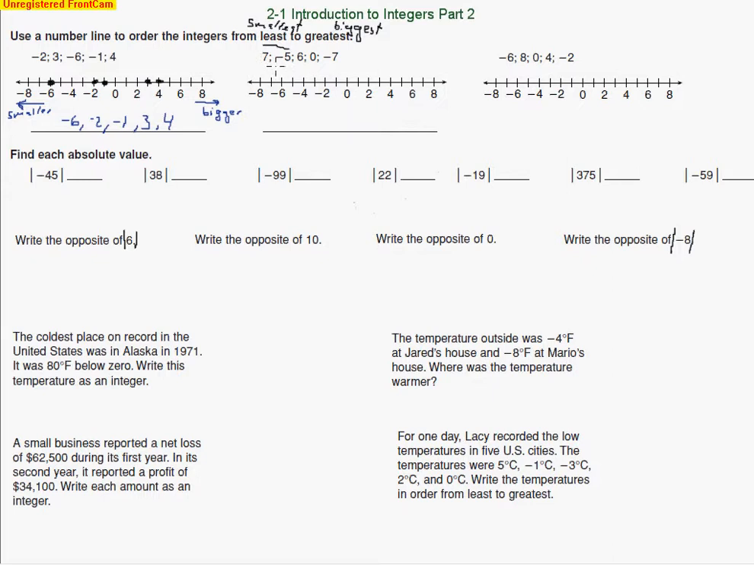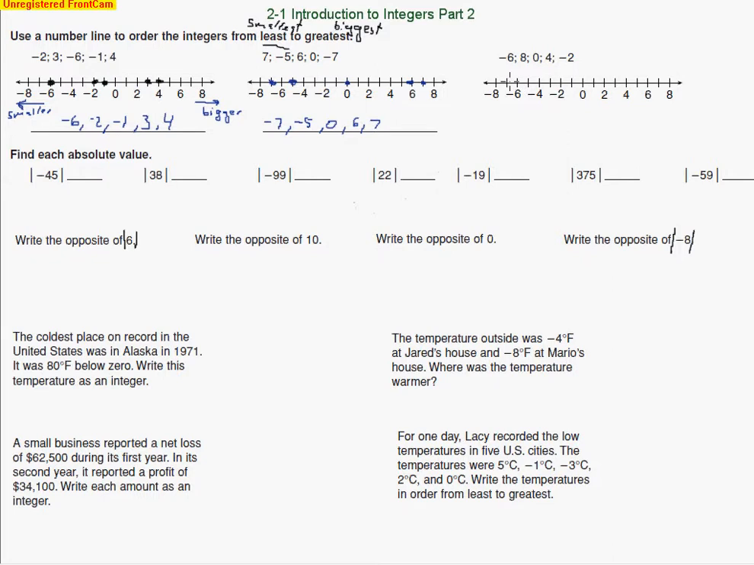So it's the same thing here. So 7. So we plot 7. And looks like we go all the way over here, between 6 and 8 is 7. Negative 5, that's between negative 6 and negative 4. Positive 6 is right here. 0 is right there. And negative 7 is between negative 8 and negative 6. So negative 7, that was the smallest one. And then negative 5, 0, 6, and 7.